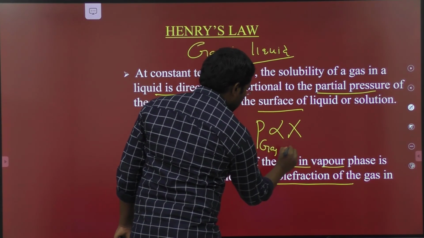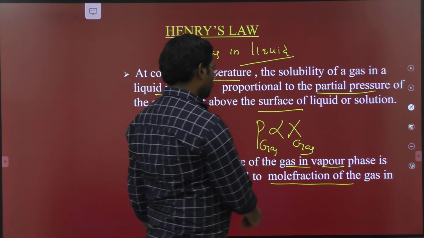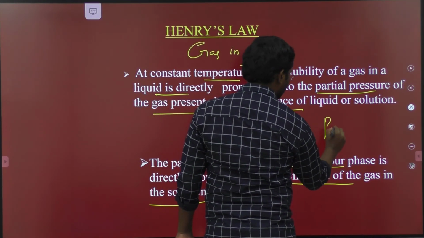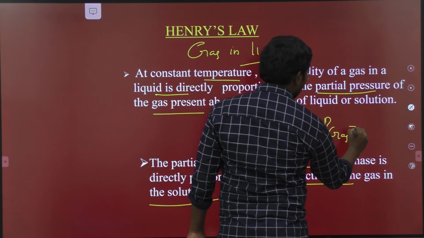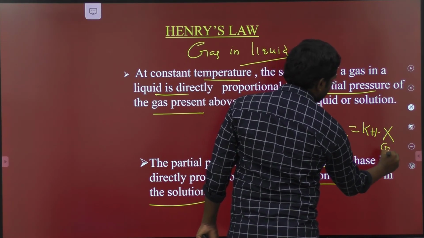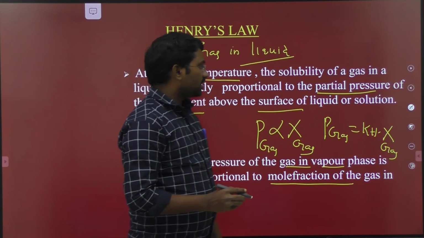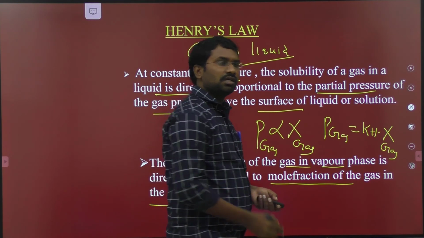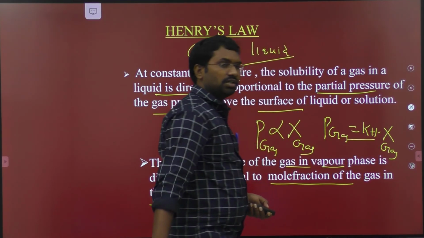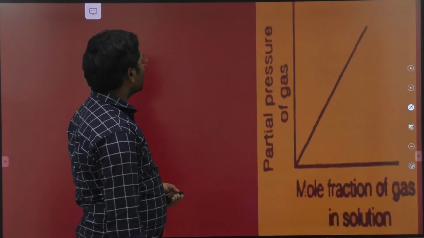Therefore, partial pressure of the gas P is directly proportional to mole fraction of the gas. Therefore, P gas is equal to Kh into xi gas. P gas is equal to the partial pressure of the gas and xi gas is equal to the mole fraction of the gas. Here Kh is equal to Henry's constant. So this is the definition of Henry's law.